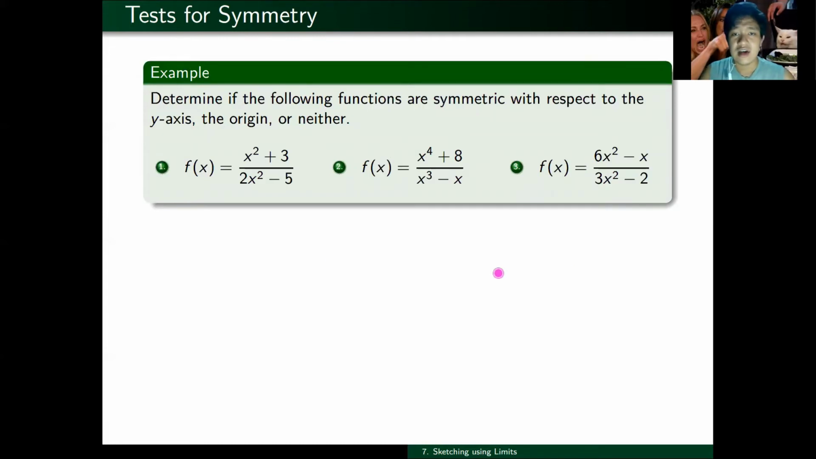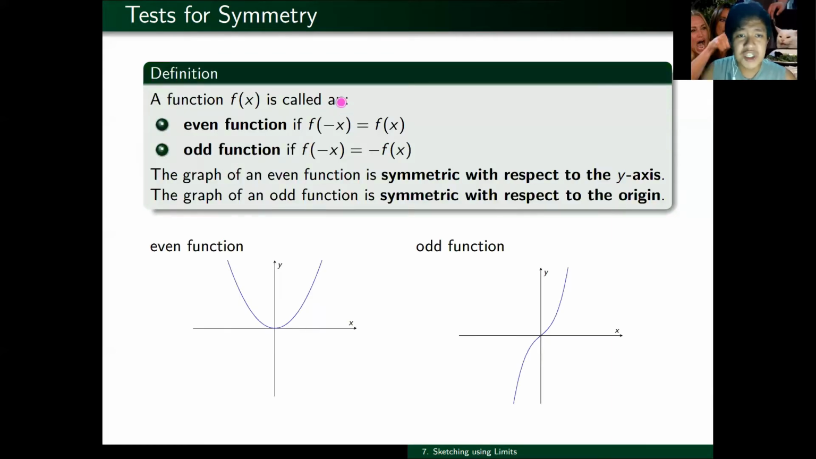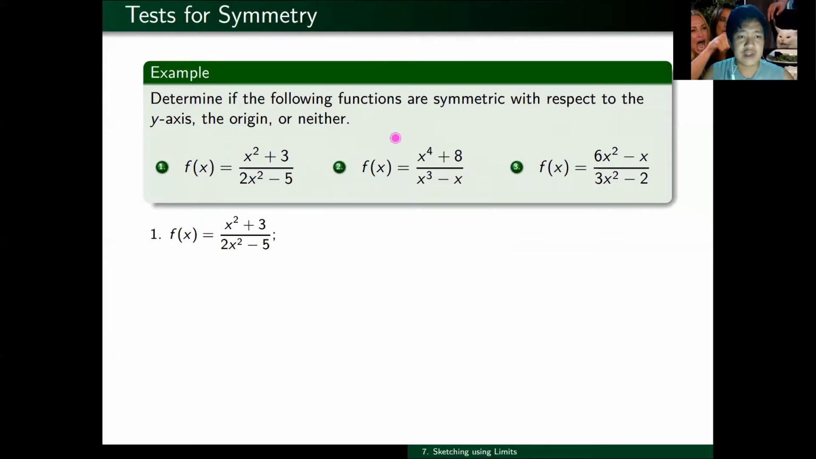So sabi sa atin, let's identify if these functions are symmetric with respect to the y-axis, the origin, or neither. So yung pagiging even or pagiging odd, they are not dichotomous. Pwede mangyari na hindi ka even, hindi ka rin odd function. Neither of the two. So to do that, alam naman natin yung kailangan gawin, we just compute for f of negative x. We just replace all x's with negative x, and let's see if we get the same function, the negative of the original, or maybe a function na walang kinalaman dun sa original function. Game. Ito yung first one.